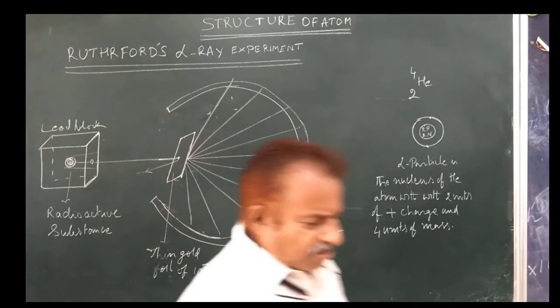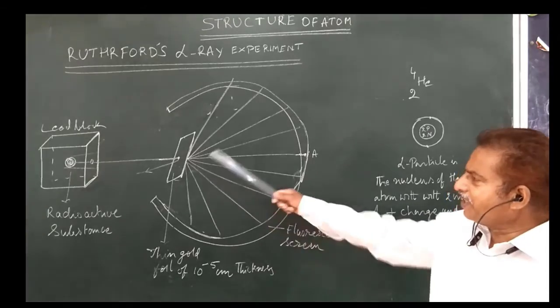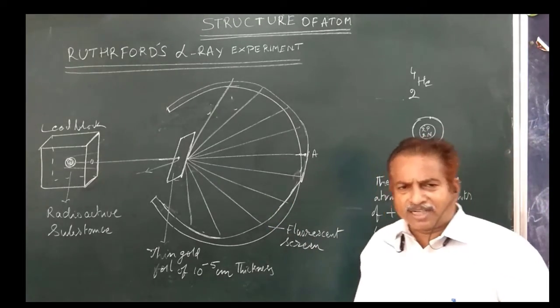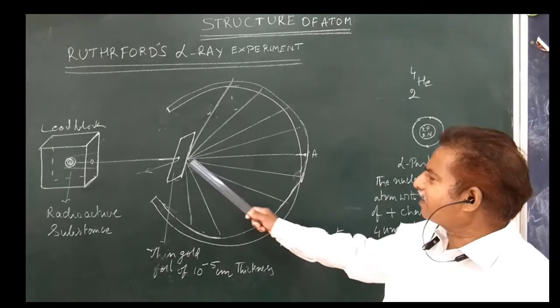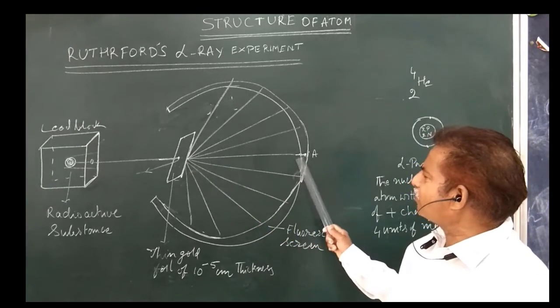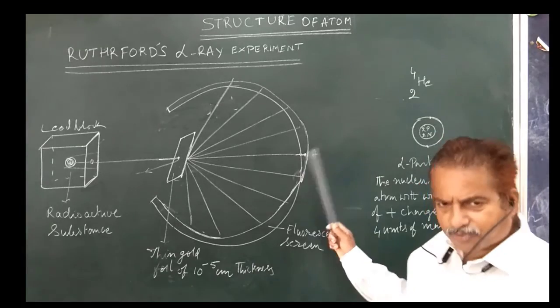From these observations, what can we understand? As most of the alpha particles penetrated through the gold foil, that is, most of the scintillations are made at the same spot.